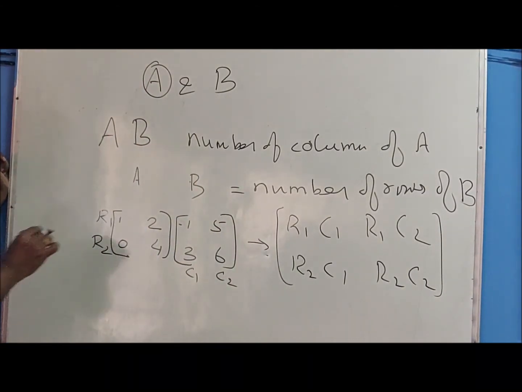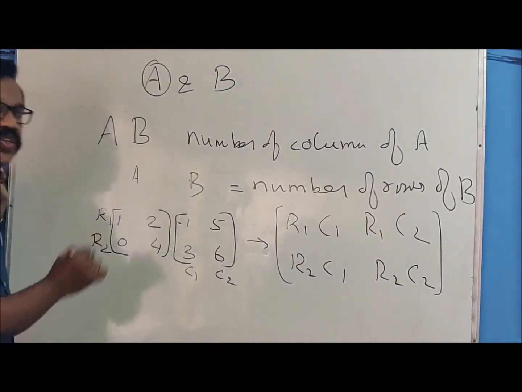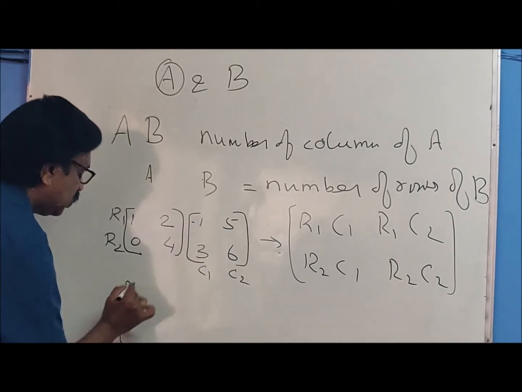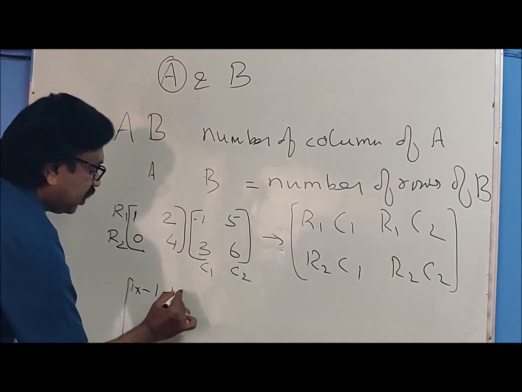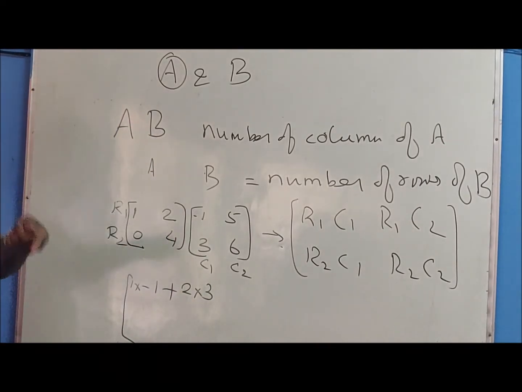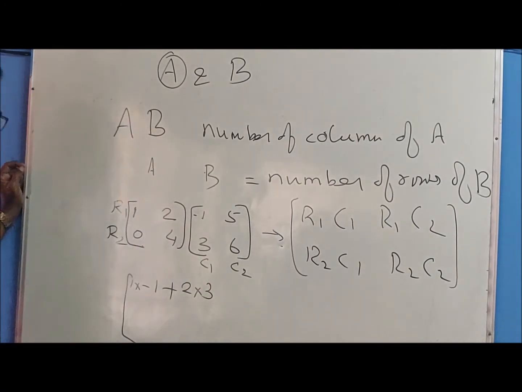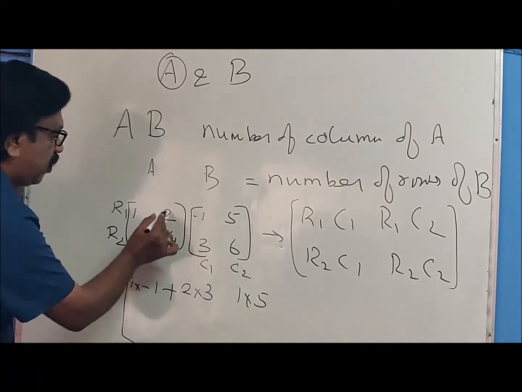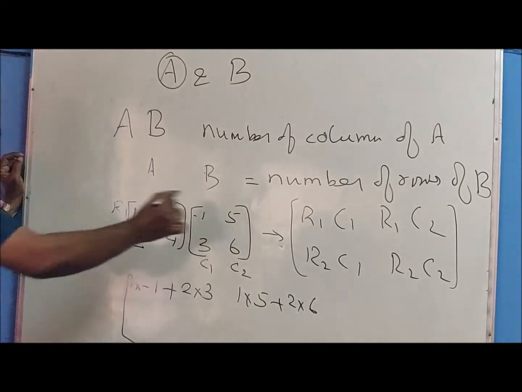What is the process? We combine the first row and the first column. That is 1 into -1 plus 2 into 3. That is first row, first column. Next, first row, second column: 1 into 5 plus 2 into 6. First row is over.